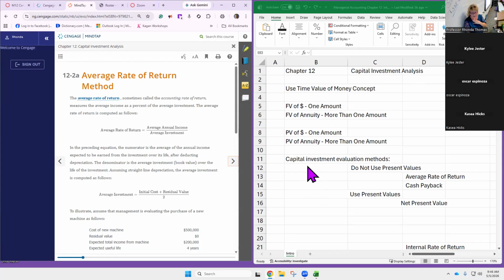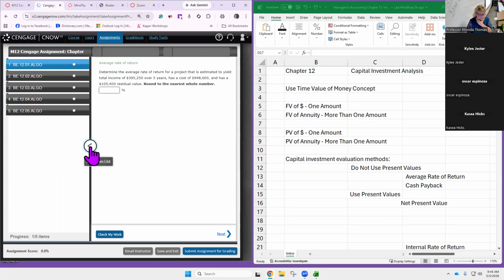Once again, the capital investment evaluation methods are the average rate of return and the cash payback, and then when it comes to present value, using the time value of money, we're going to do one called net present value. And then we're also going to do one called the rate of return. I'll put that in there when we get there. All right, let's take a look.